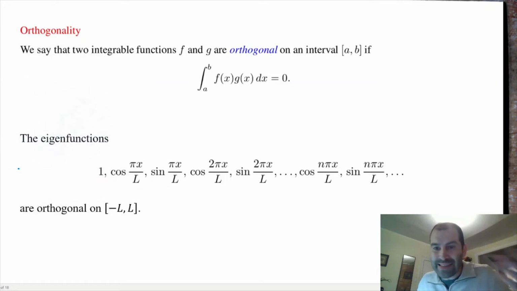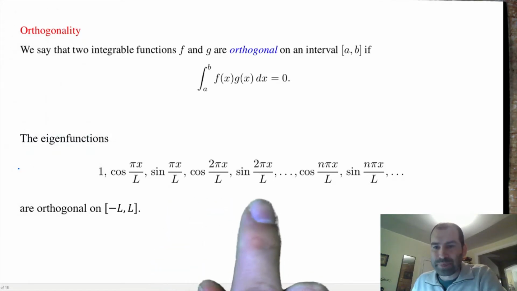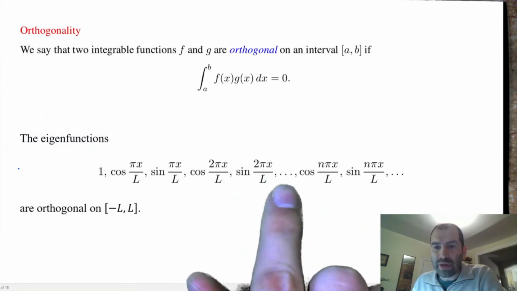And that's easy to prove using a little bit of calculus, a little bit of trigonometry. Very easy to prove. It's a really great exercise for you to do. I'm not going to prove it. It's proved in the book that we're using, but it's totally an exercise you could do. So all of these are orthogonal.